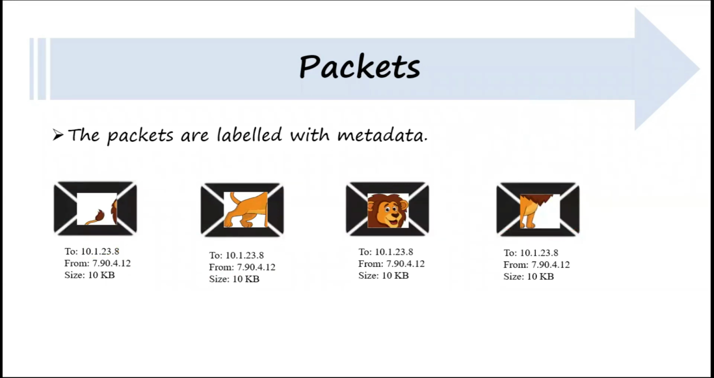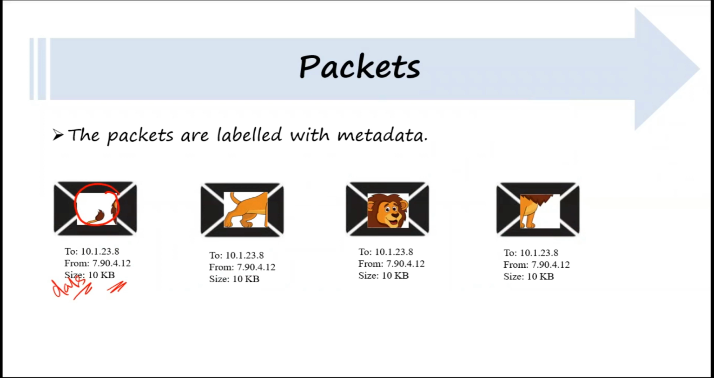So what would each packet contain? It would contain the actual data. This is the actual data. By size, we mean the actual image, the address of the sender who has sent this particular packet, and to whom this packet is being sent. And by the term address, I mean the IP addresses.